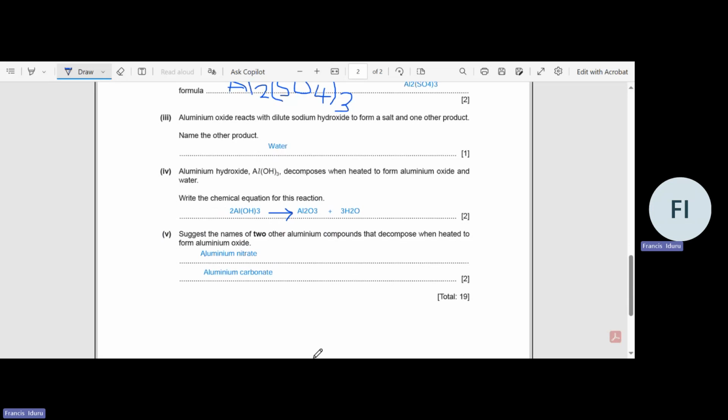Then figure 4. Select the name of 2 other aluminium compounds that decompose when heated to form aluminium oxide. Of course, aluminium nitrate will give you aluminium oxide, NO2 and O2. Aluminium carbonate will give you aluminium oxide and then carbon dioxide. That's all. Don't use other ones that can give you headache. These 2 are very good.